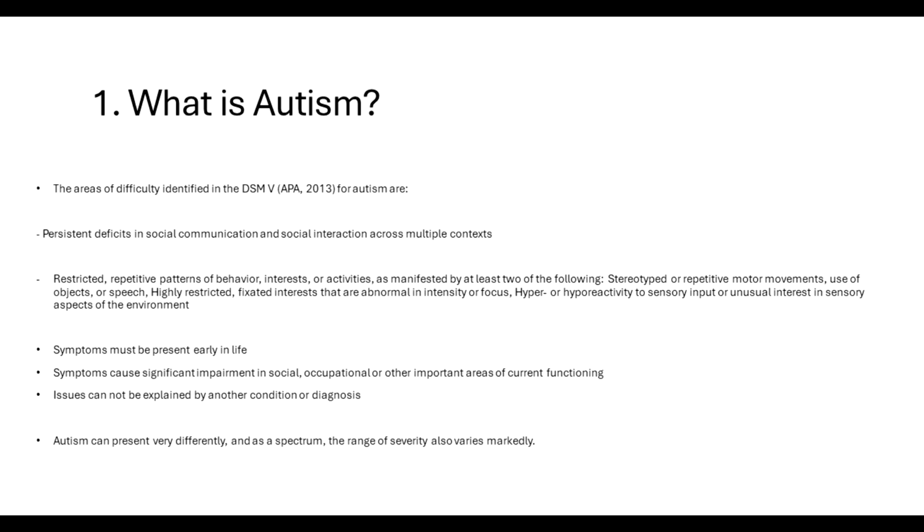Interestingly, there is a key distinction between DSM-5 and previous iterations, which is, are people familiar with Asperger's? It doesn't exist anymore.